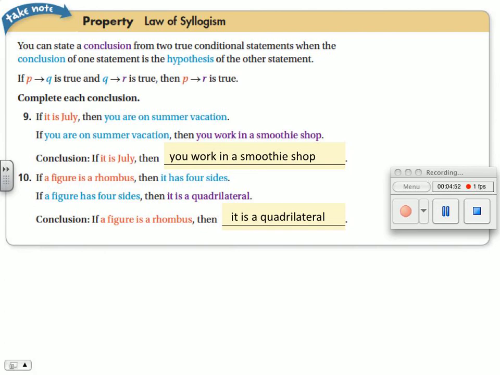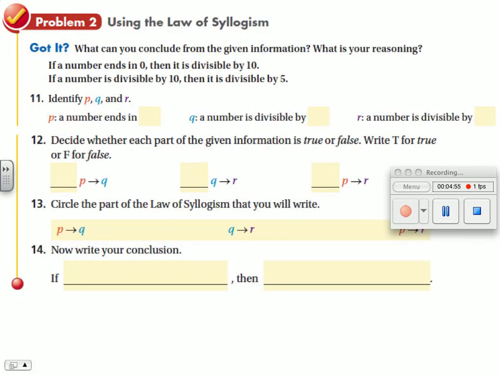So what can we conclude from the given information? Let's use the law of syllogism. What is your reasoning as you do this? Think about what your reasoning is as you do this problem. If a number ends in 0, then it is divisible by 10. If a number is divisible by 10, then it is divisible by 5.